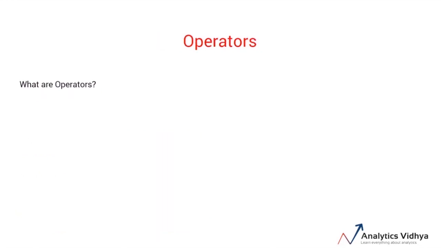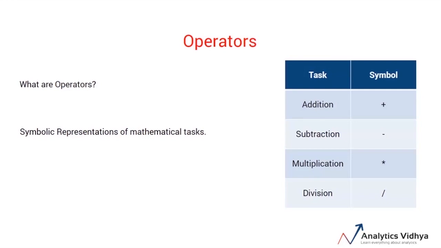So what are operators? In simplistic terms, operators are symbolic representations of mathematical tasks. Or in another way, this is how computers recognize what mathematical tasks to perform. Here are some mathematical tasks such as addition, subtraction, along with their symbols. For example, the operator of addition is plus, while the operator for subtraction is minus. Similarly, for multiplication it is asterisk and for division it is a slash sign.